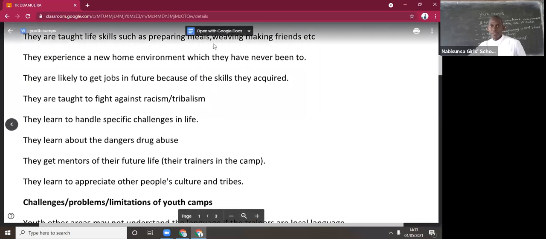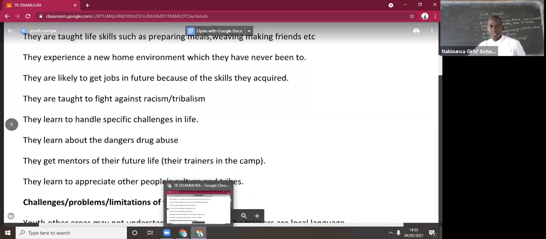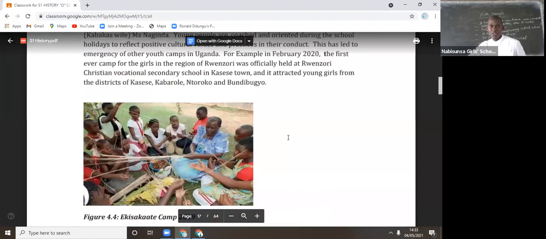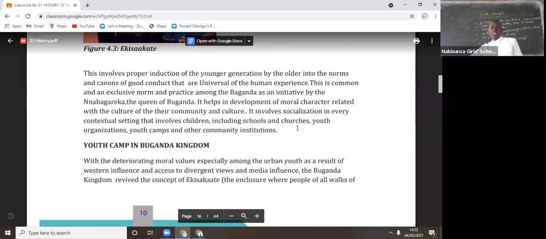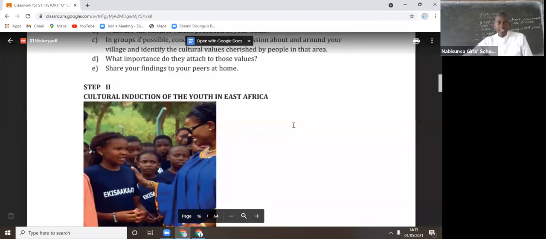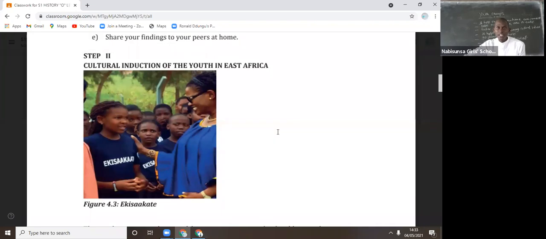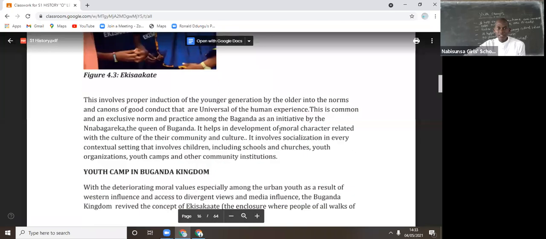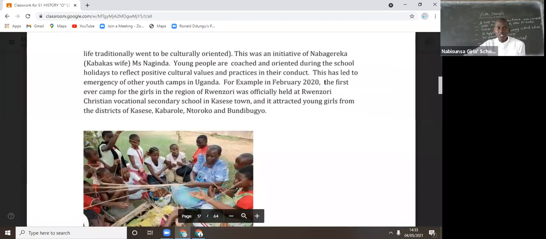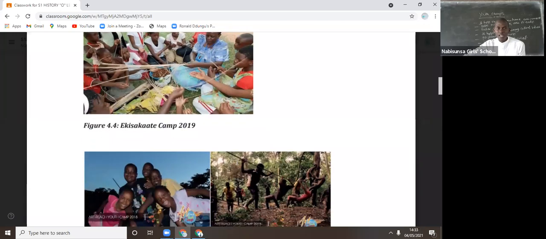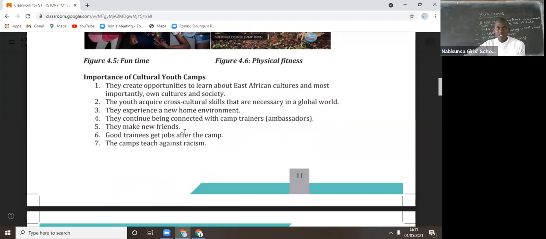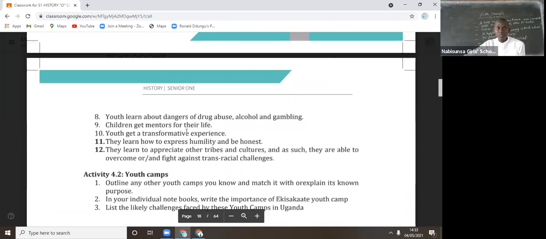Okay, thank you for that. As you see here, we are basing on the Kisakate. As you see in the picture, there are young girls there. Then we have Mama and Mama Nnabagereka. We have talked about how they are acquiring skills. As you see, hunting, physical fitness, especially. I think those are some of the importance of the youth camps.